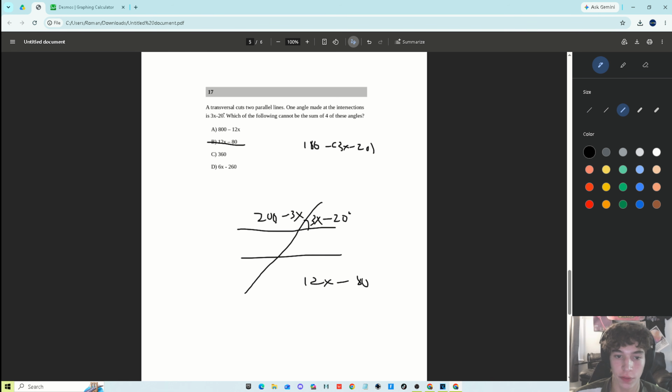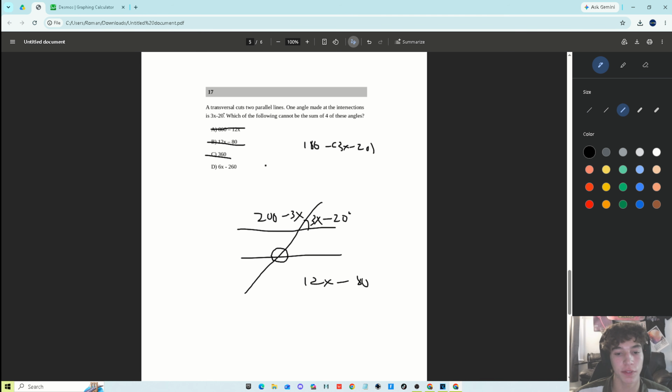And let's try four obtuse angles. So that'd be 800 minus 12x, and that's A right here. So you can rule that one out too. And you might notice C looks pretty simple. There's no x's, no anything. It's just 360. And what you can notice is that this acute plus this obtuse is 180. But that means this acute plus this obtuse is also 180. So this full circular angle right here is 360. So 1, 2, 3, 4 angles can add up to 360. So that's out. And finally, 6x minus 260.